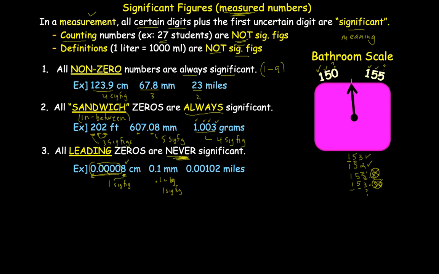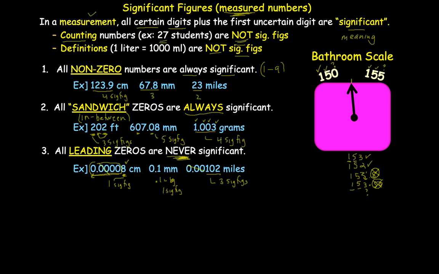If you have 0.00102 miles, well, wait a second. Remember, there's a sandwich 0 here. That's going to count. However, these don't count as far as significant figures. Now, please realize that I'm crossing them out, not because they're not part of the number. They are. It's just they don't have any measurement meaning, and that's the key here. So you have 3 significant figures here.